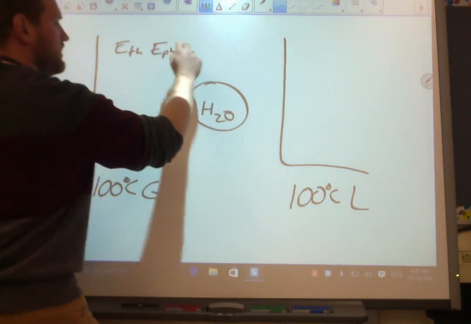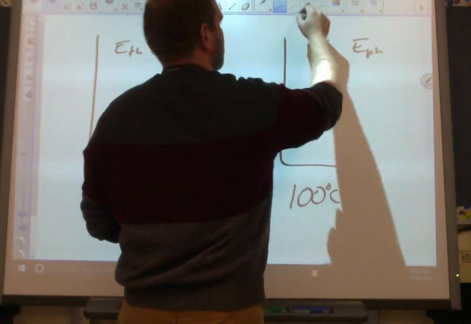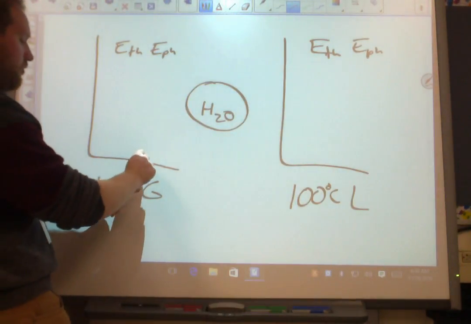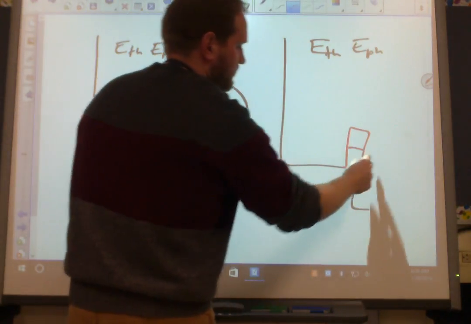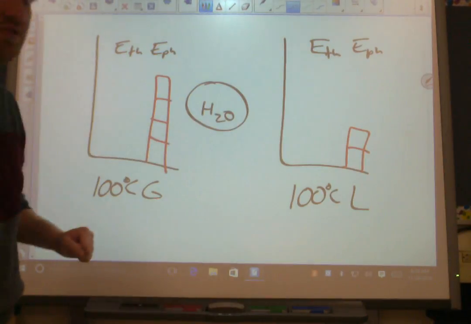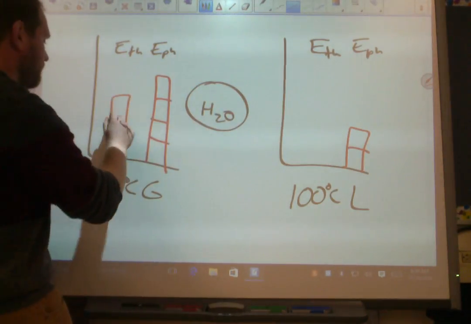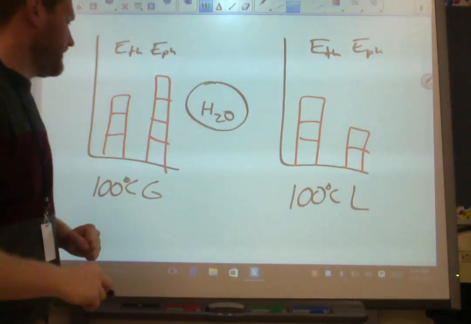ETH, EPH. So 4 bars for the gas. Liquid, 2 bars. So from 4 to 2. Thermal is going from 100 to 100, no change. So we're going to give it 3 bars over here and 3 bars over here.